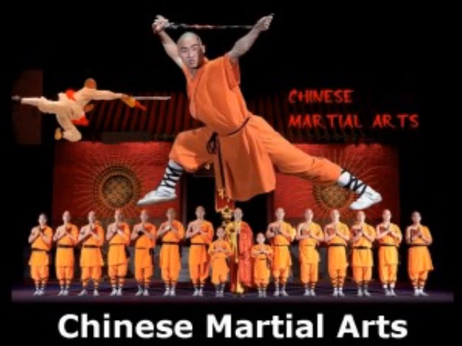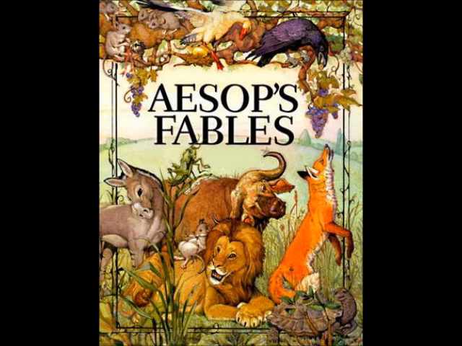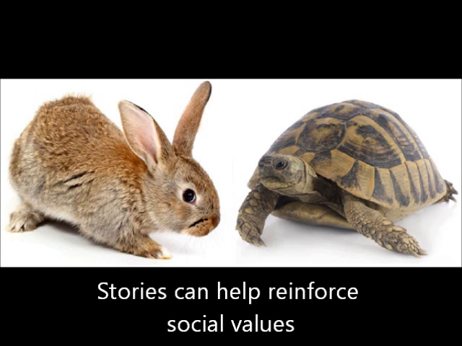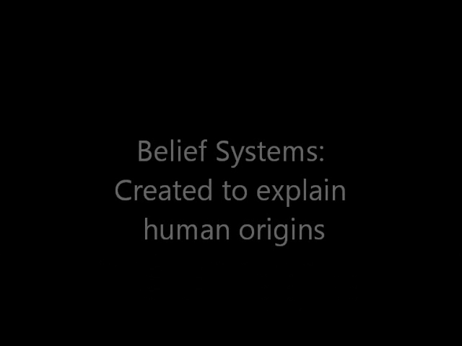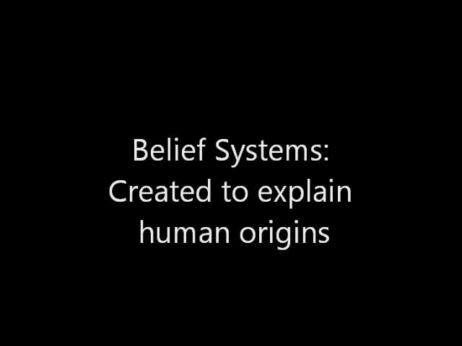Often these works of art or written works reflect our values as well as are used to teach younger generations. A great example of this would be stories like Aesop's fables. Remember the tortoise and the hare story? Yeah, these stories help to reinforce values of acceptable behavior. Plus, they're entertaining. Another aspect of culture is religion or belief systems.